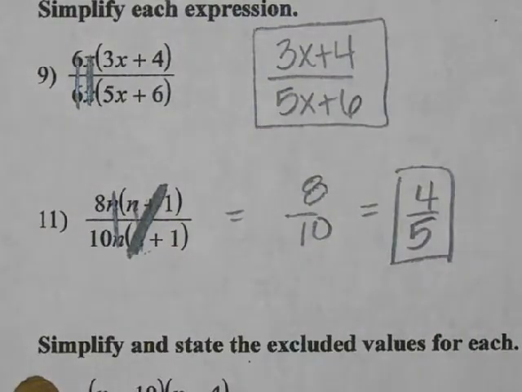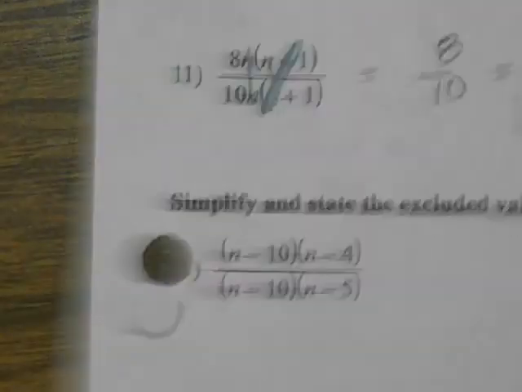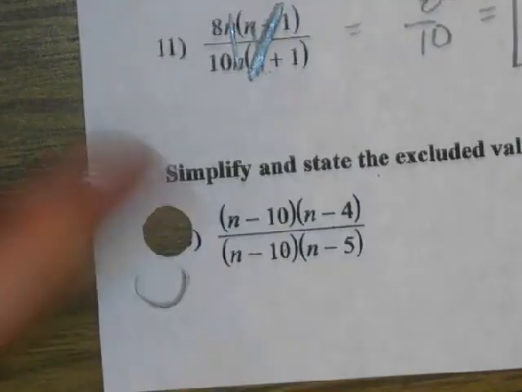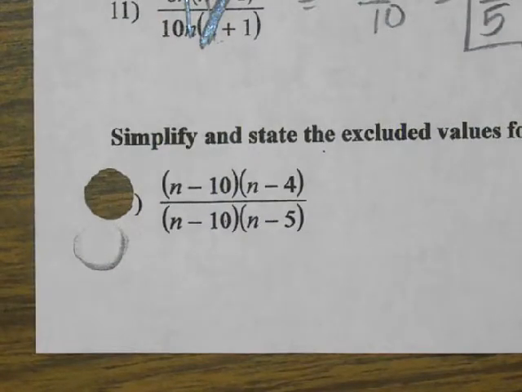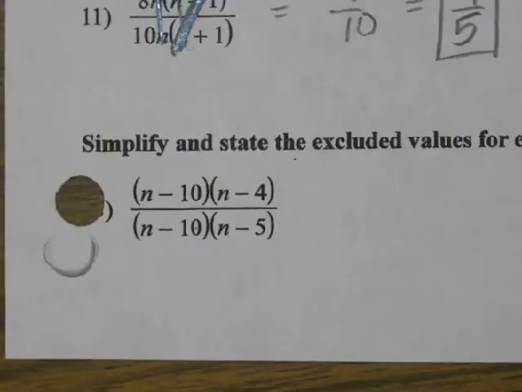All right, go ahead and try number 13. Oh, you have to find the excluded values. So make sure you do the simplifying, but you also have to find those excluded values.